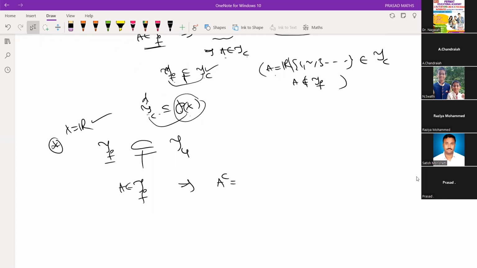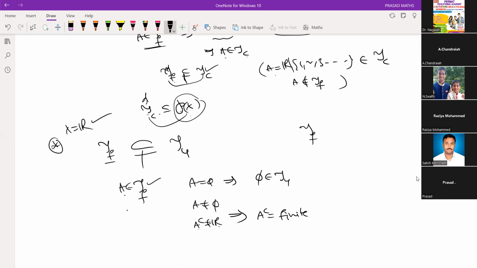Without loss of generality, I can take A to be non-empty. See, if A is empty, nothing to prove. Understand the idea? If A is empty, empty always belongs to the usual topology, nothing to prove. If A is non-empty, what does it mean? A complement should not be R. That means A is an open set with respect to cofinite. Therefore, A complement not being R means A complement should be finite.